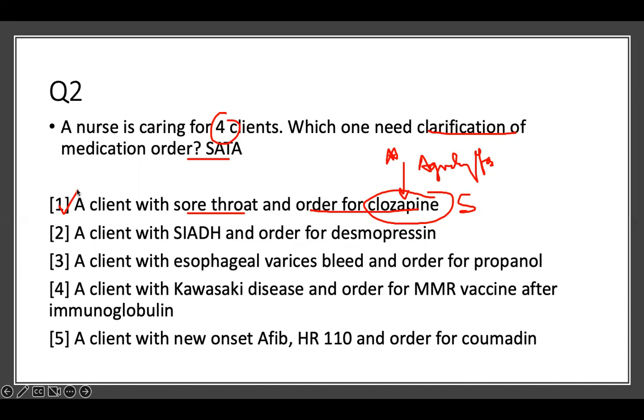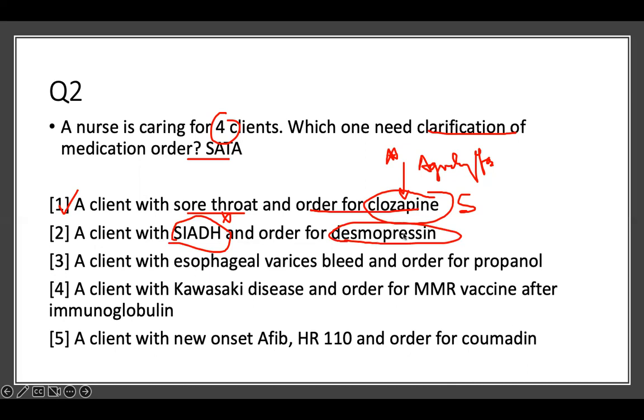A client with SIADH and an order for desmopressin. What is SIADH? It's basically a patient with excessive production of ADH. ADH will cause reabsorption of water and then water retention and fluid overload. In order to prevent this, you need to block ADH. Desmopressin is the same thing as ADH, so you worsen the problem.